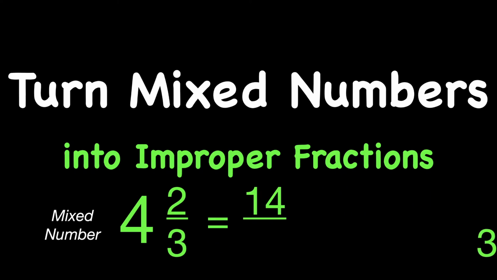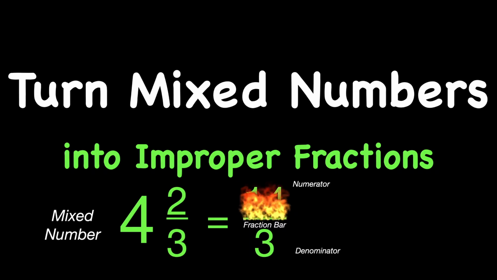In this case, that would be 14/3. Notice that in 14/3, you have a numerator, a denominator, and a fraction bar, and that the 14 is greater than the 3. And when you have that, that's called an improper fraction. So in other words, when you have a numerator that is greater than your denominator, that's called an improper fraction. And so there's our improper fraction.